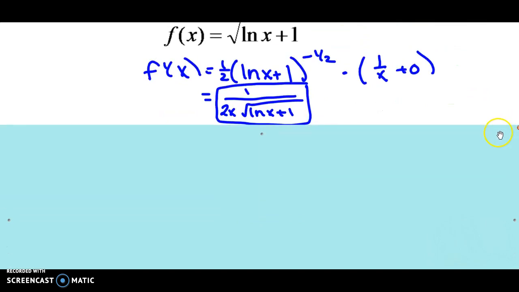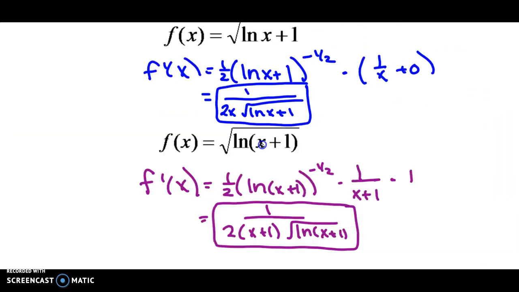All right. Then this one, notice that the x plus 1 is grouped together. So similar, I do multiply by 1/2, reduce the exponent by 1, keep the inside the same, multiply by the derivative of the inside, which is 1 over x plus 1. I said times 1 just because of the derivative of x plus 1 is 1. Simplified this, and then I got 1 over 2 times x plus 1, square root of natural log of x plus 1.